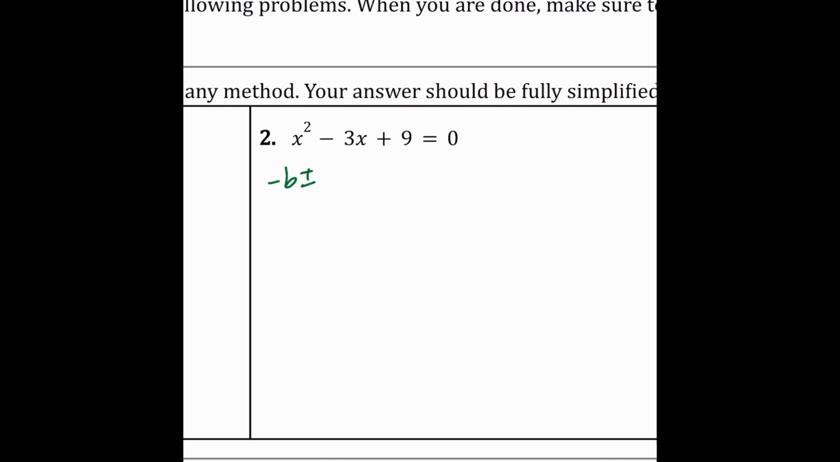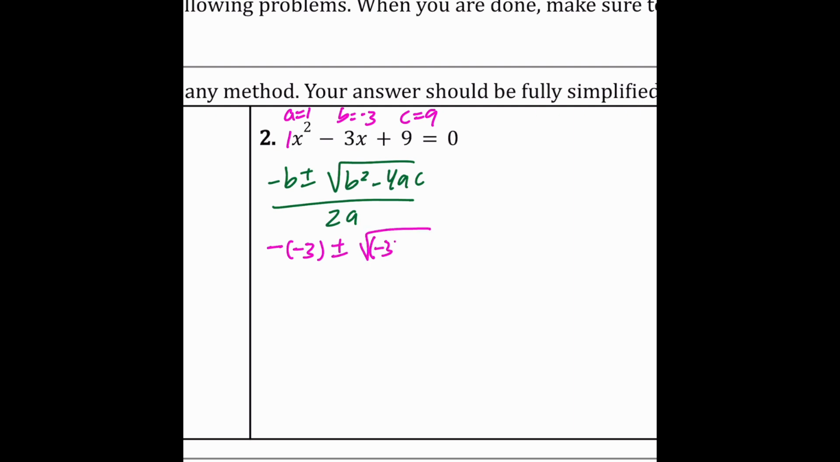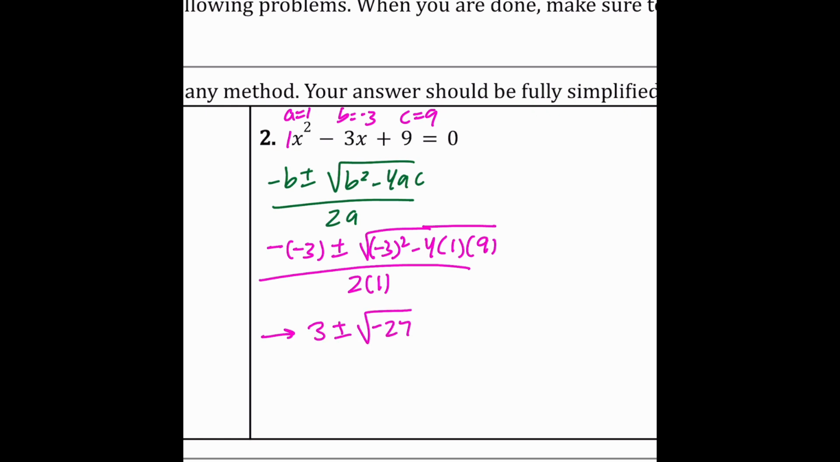Again, negative b plus or minus the square root of b squared minus 4ac all over 2a, where my a value is 1, my b value is negative 3, my c value is 9. When I plug everything in, I should get negative, negative 3, plus or minus the square root of negative 3 squared minus 4, my a value is 1, my c value is 9. All over 2 times 1. If I simplify everything nicely, I should get 3 plus or minus the square root of negative 27 all over 2.